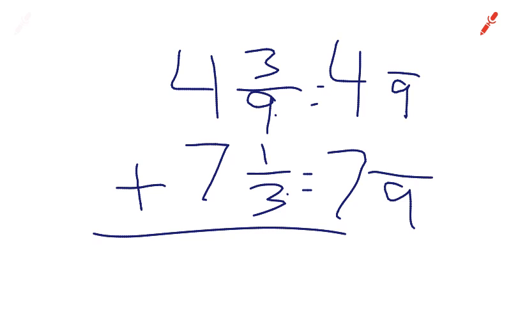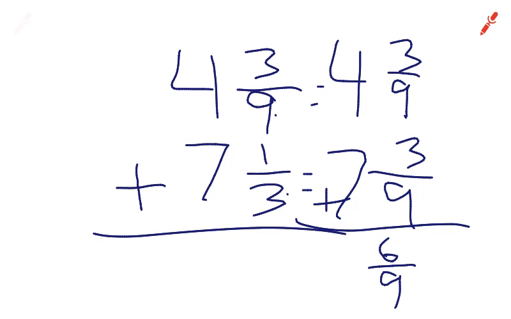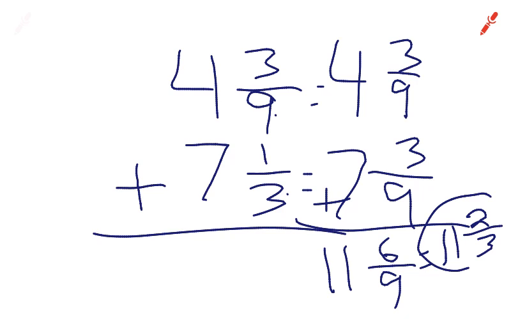So, 9 times 1 is 9, 3 times 1. 3 times 3 is 9. So we do a 1 times 3 there. Now we have common denominators. Now we can add. 3 plus 3 is 6 over 9. 4 plus 7 is 11. Are we done? No, because it can be reduced. 3 goes into 6 and 9. So 3 goes into 6 2 times. 3 goes into 9 3 times. Our answer is 11 and 2/3.